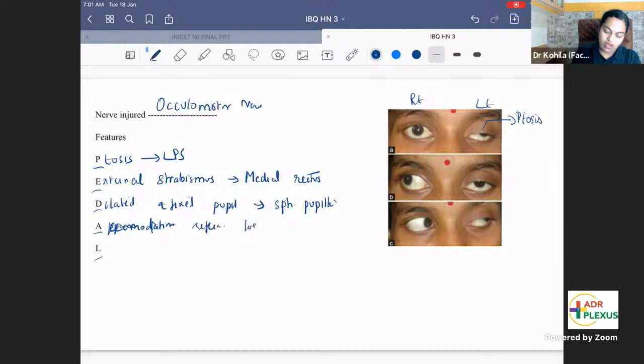Accommodation reflex is lost due to paralysis of the ciliaris muscle. There'll be an apparent proptosis, loss of accommodation reflex, ptosis, external strabismus, dilated and fixed pupil, apparent proptosis, loss of accommodation reflex.